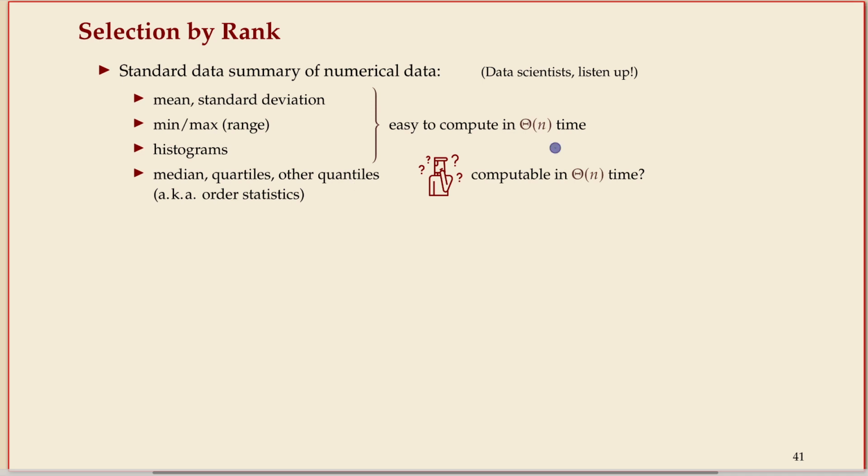Now, if you look at this from an algorithmic perspective, all of these are easy to compute in linear time. For histograms, at least assuming that the number of bins is small. For the order statistics, it's not obvious how to compute them in linear time. And so that's what this problem is about.